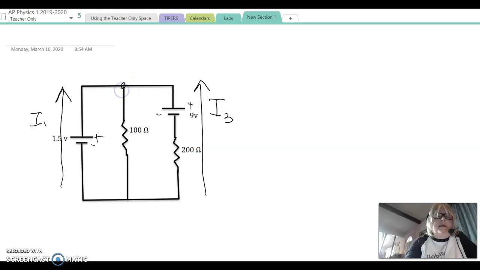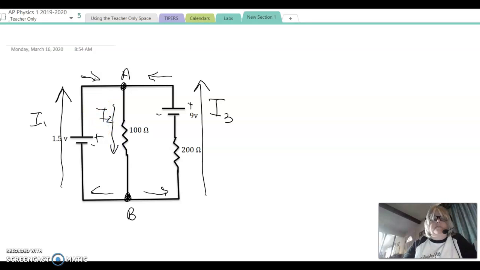Now you're also going to notice that I have two nodes, two junctions is what we refer to them as. I'm going to call them junction A and junction B. Current is flowing into junction A and out of junction B. That's going to give me my indication of what current 2 is. Because it flows in, we have to have current flowing out. That's what our junction rule says to us.